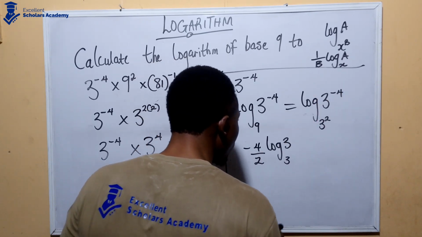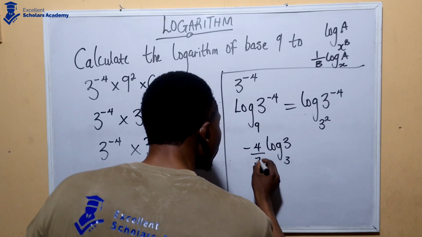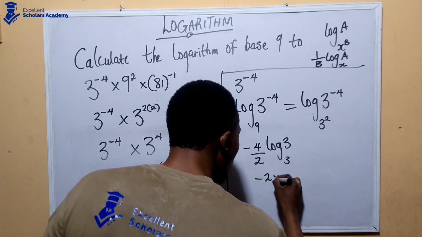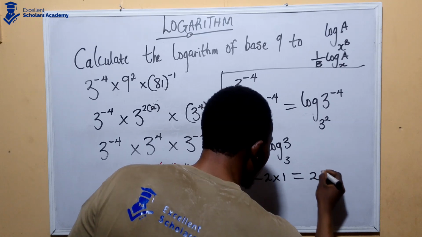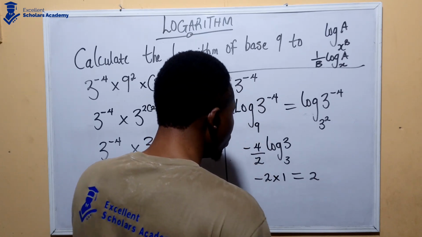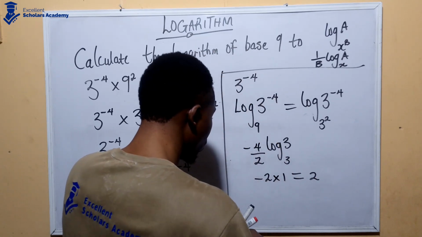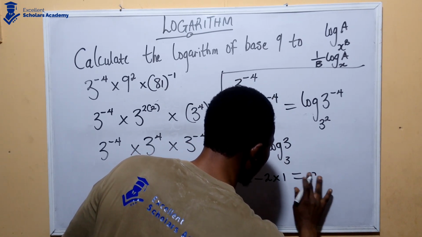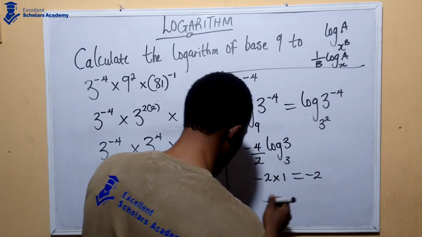So now it becomes minus 4 divided by 2, which of course gives us minus 2. Now log 3 base 3 gives us what? 1. So minus 2 times 1 gives us minus 2. So minus 2 is our answer to this question.